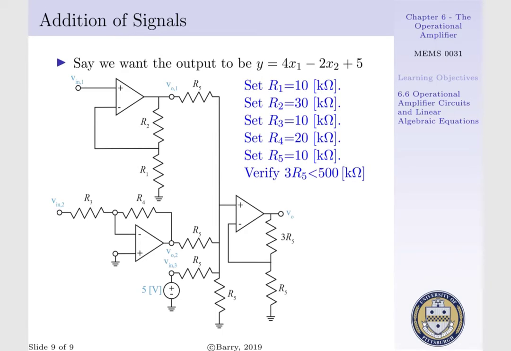Therefore, output V out from our summing operational amplifier would be 4x1, i.e. 4 times V in 1, minus 2x2, i.e. minus 2 times V in 2, plus 5.